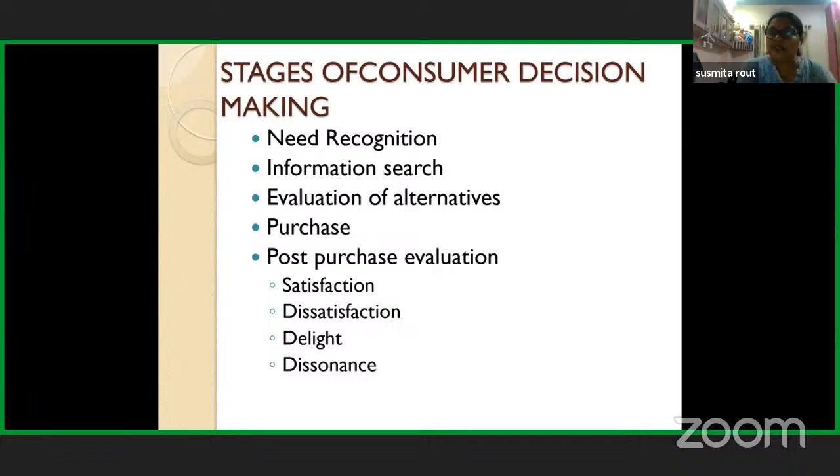Actual state is I am staying in a rented house. Now there is a gap between these two. These two are not matching. I am feeling deprived of not having my own house, and that is a need.